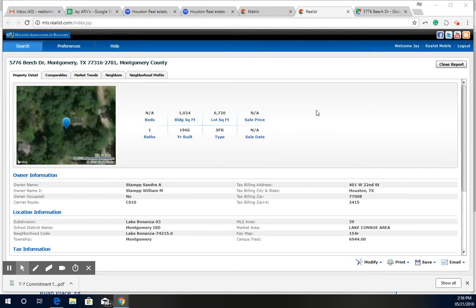Alrighty, so we're trying to pull up comps for this property here on 5776 Beach Drive, Montgomery, Texas. The property itself, they say it's over 1,000 square feet and it has one bath. I don't know how many bedrooms it has. I tried pulling it up on Google Maps, but an image doesn't pull up.